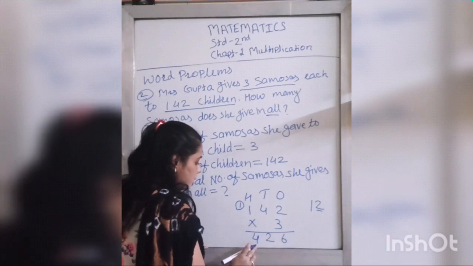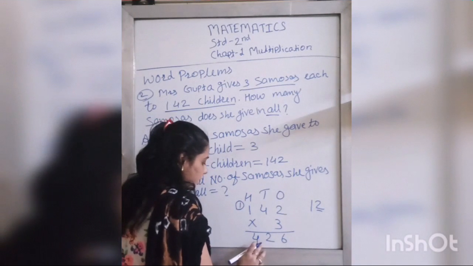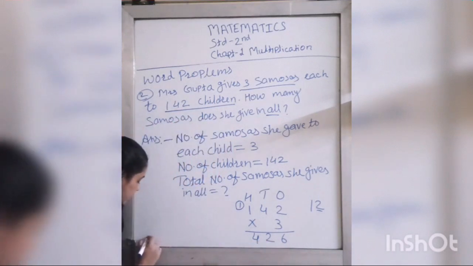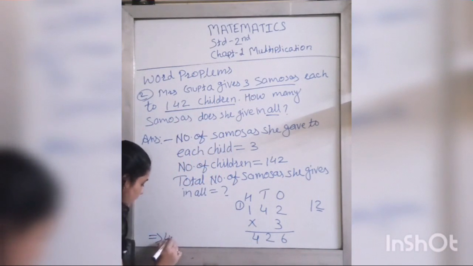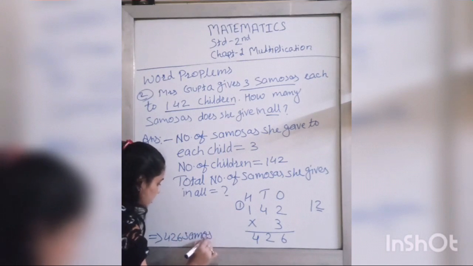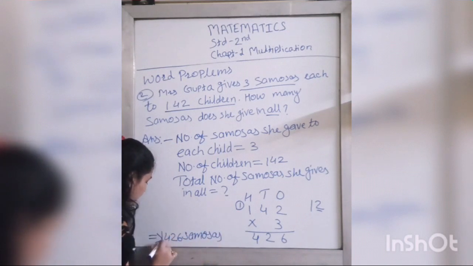So how many samosas did she give to all children? 426 in all. 426 samosas she gave in all. Understood?